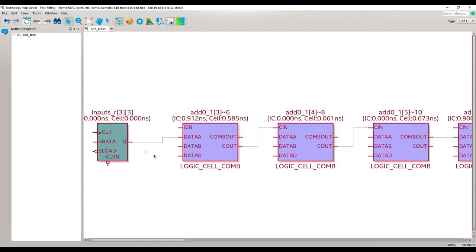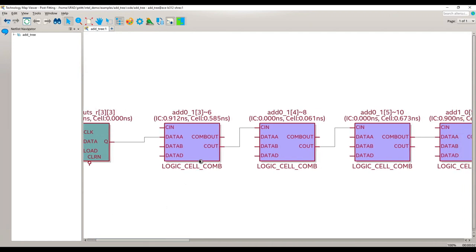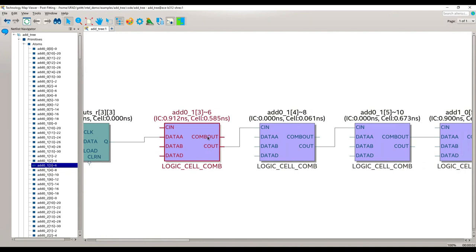So here's our input register, or this one particular flip-flop of the input register. And then we're going into a logic cell, which is basically a lookup table for this adder.